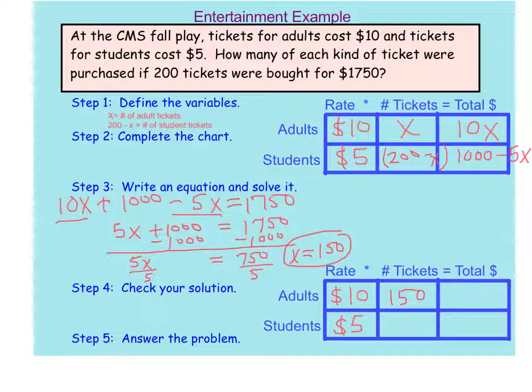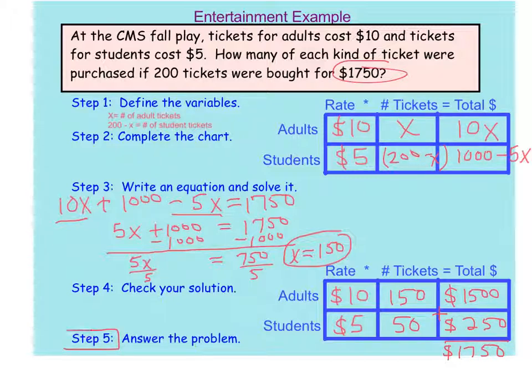So 200 minus 150 is 50. And again, to find this total in the third column, we just multiply the rate times the number of tickets. So for adults, that's 10 times 150, $1,500. For students, that's 5 times 50, $250. And if you add those together, you do get $1,750, which is what we were looking for. So we have the correct answer.